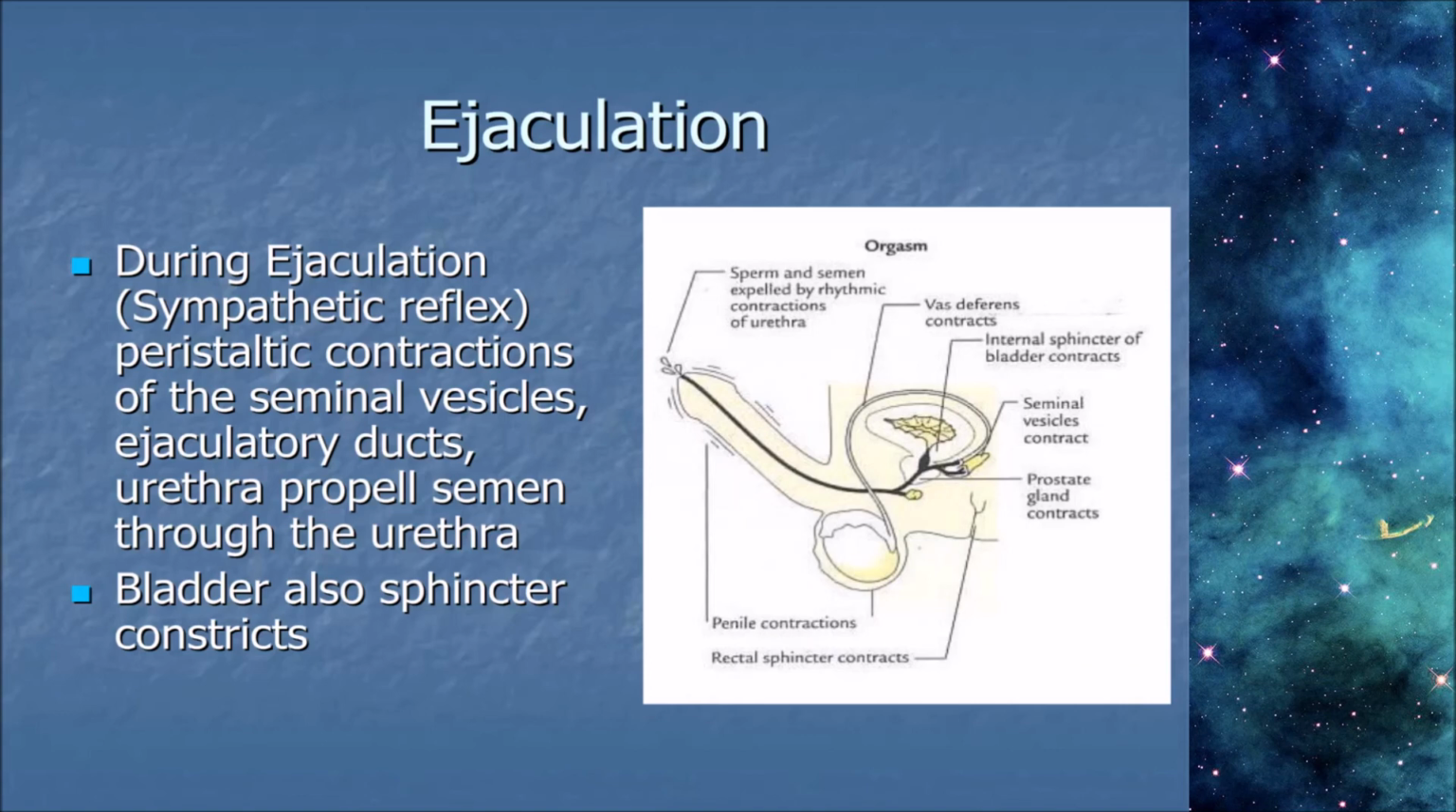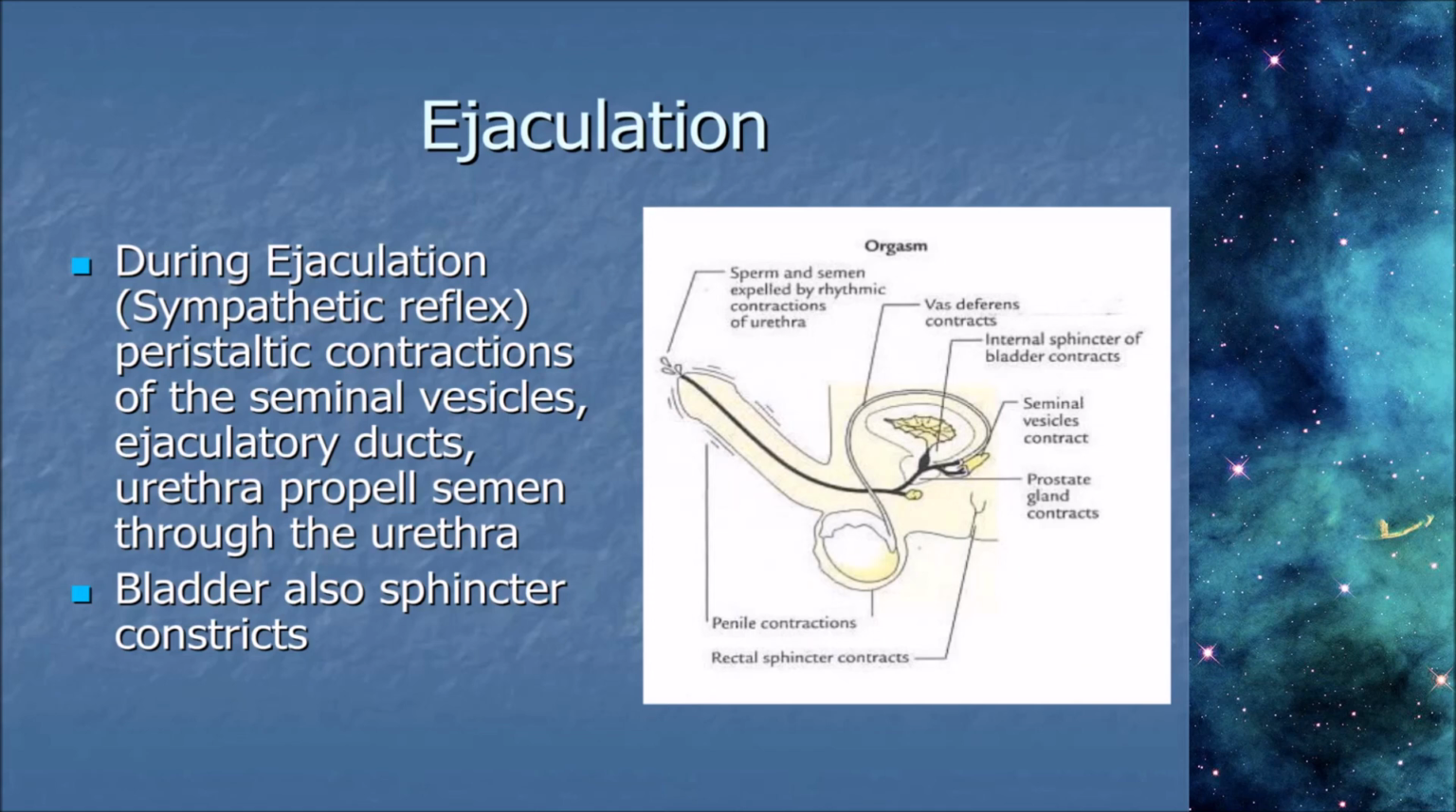So during ejaculation, sympathetic nerve impulses cause peristaltic contractions of the seminal vesicles, ejaculatory ducts, and also the urethra to propel semen very, very quickly through the urethra. At the same time, it also causes constriction of the sphincter in the bladder, and this prevents sperm from going backwards into the bladder, which wouldn't be very beneficial, and it also prevents the guy from inadvertently urinating while he's ejaculating, which would also be a pretty big party foul, I guess.